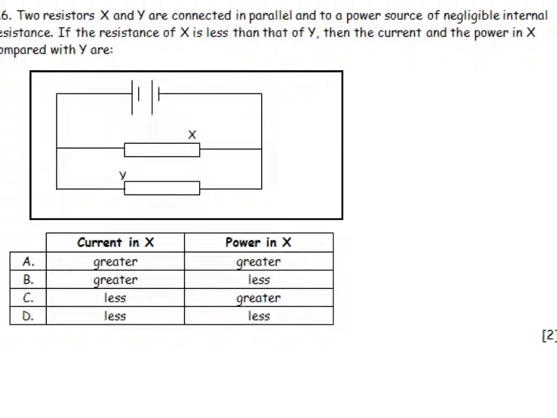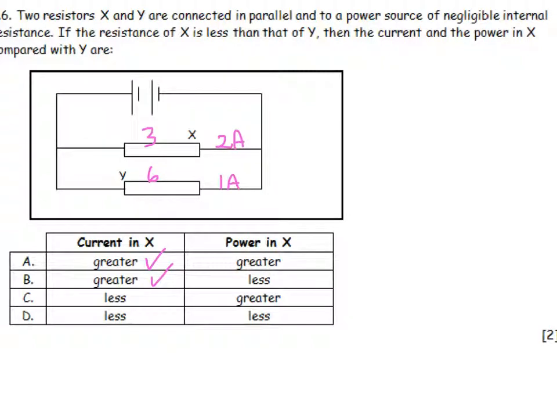I've now got X and Y. They're connected in parallel to a negligible internal resistance battery. Again, if the resistance of X is less than Y, then the current and power in X are going to be. So I've got less resistance. Let's say this is 3 and this is 6. If I landed up having 2 amps going on that branch, I would have 1 amp going on that branch. So the current in X is going to be greater.